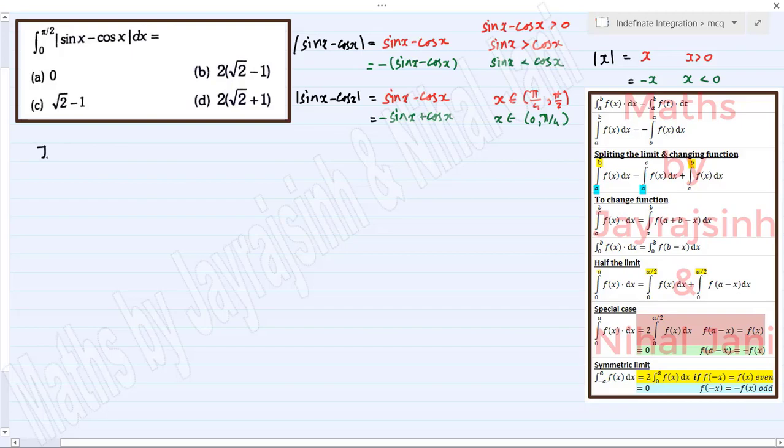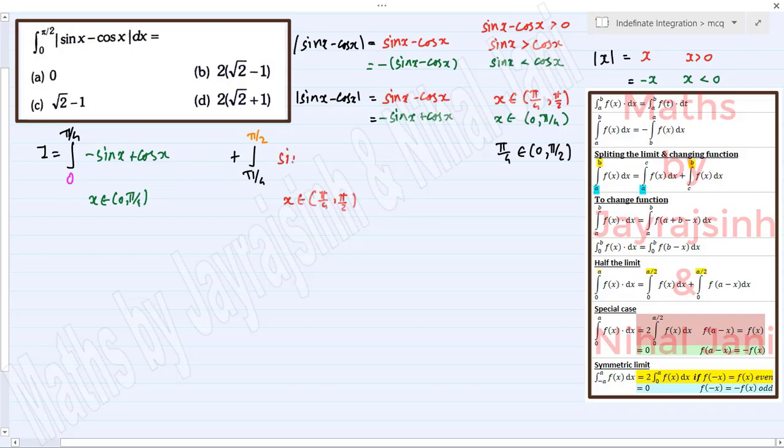So we are ready to split our integration. Here your changing point is π/4, which belongs to 0 to π/2. So we have to split our limit as 0 to π/4 and from π/4 to π/2. Now for 0 to π/4, your function must be −sin x + cos x. And for π/4 to π/2, your function will be sin x − cos x.